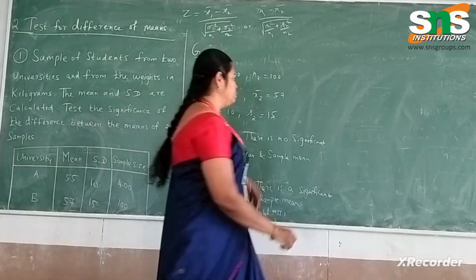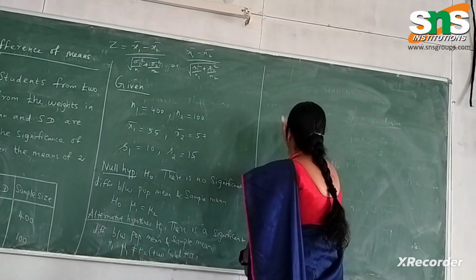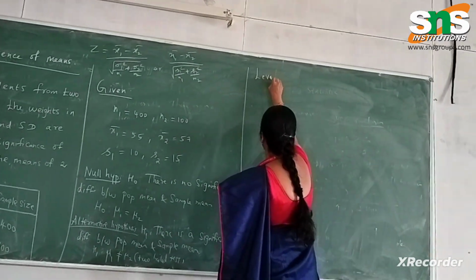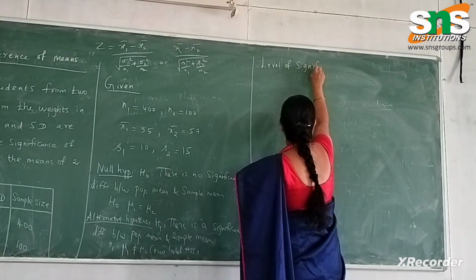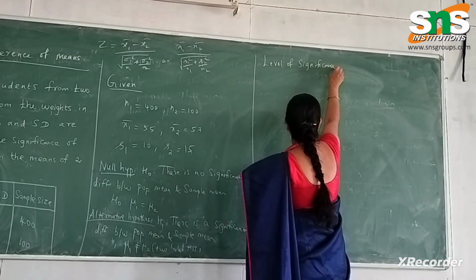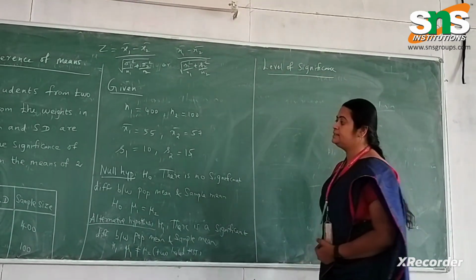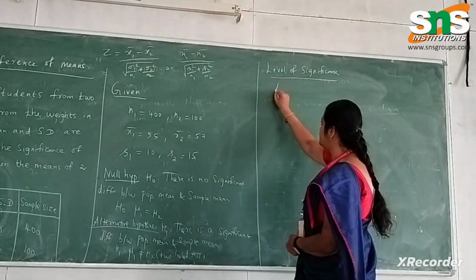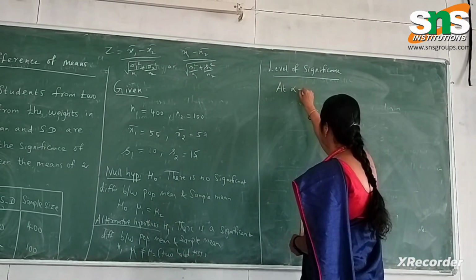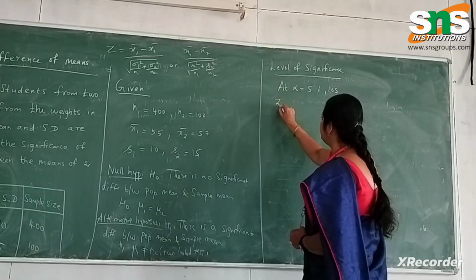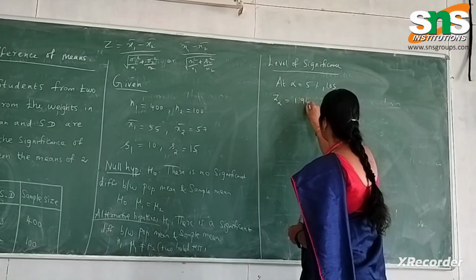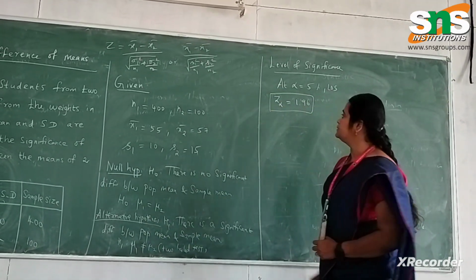Next one is level of significance. Here the percentage is not given. Let us take alpha equal to 5%. So alpha equal to 5% level of significance. The table value at alpha equal to 5% is z alpha equal to 1.96.